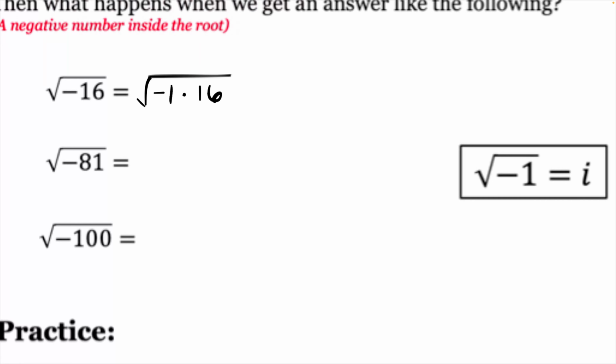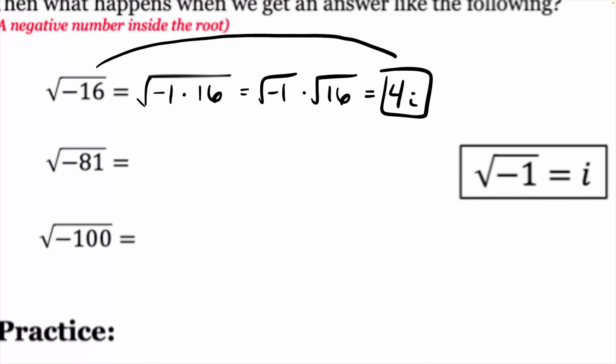The reason I did it that way is because then I can write it like this: the square root of negative 1 times the square root of 16. What's the square root of 16? We know that. 4, right? But we're not done, right? We also have the square root of negative 1. And what is the square root of negative 1? i. So what is the square root of negative 16 equal to? 4i. So when do we have an i? When there's a negative inside the square root, because that's going to be imaginary every time.